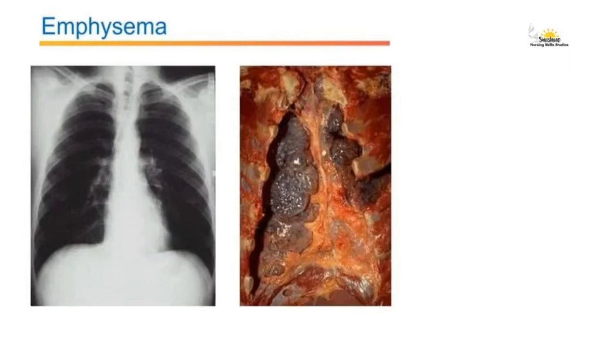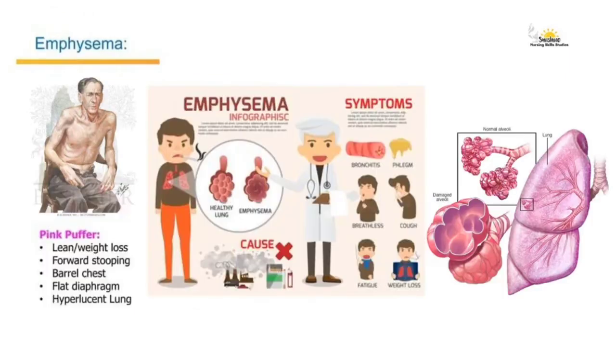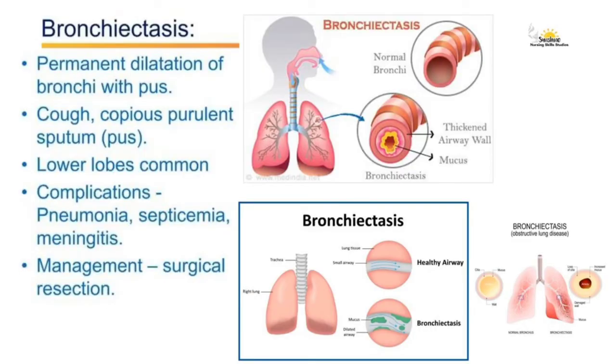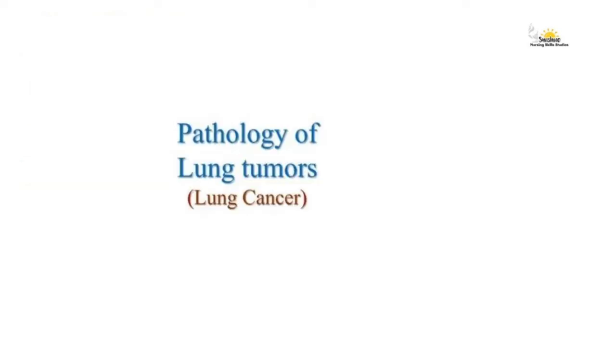Some general information about emphysema includes the patient's body posture, with symptoms including breathlessness, cough, fatigue, and weight loss. Now, some of the complications under COPD include heart failure, acute respiratory distress syndrome, frailty, that is weakness, depression and pneumonia. Bronchiectasis is a condition where we can see permanent dilation of the bronchi with pus, with symptoms of cough and sputum with pus, and it is commonly seen in the lower lobe.